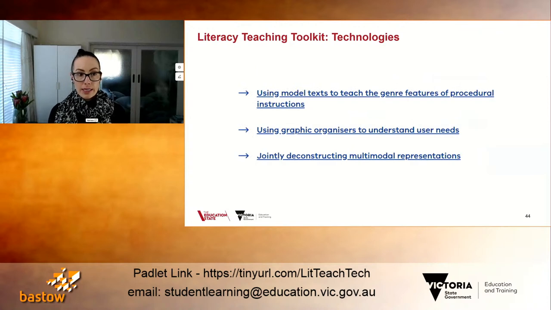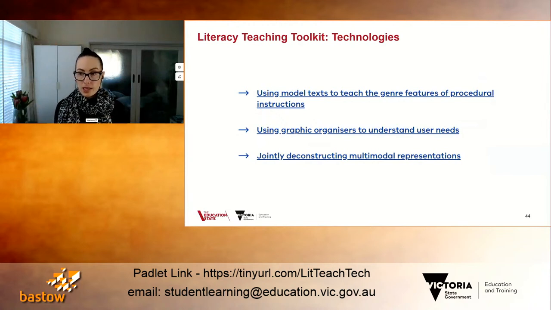Now, in developing understanding, it's broken up into three areas. So using model texts to teach genre. We'll see if we've got any time to go into that at the end. Using graphic organizers to understand user needs, and jointly deconstructing multimodal representations. That jointly deconstructing, I think, is really important because it's a way of going back up to the gradual release of responsibility.